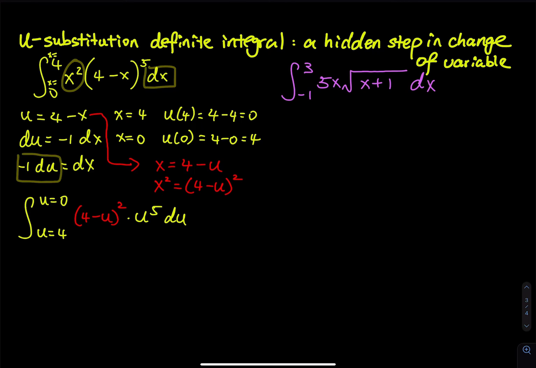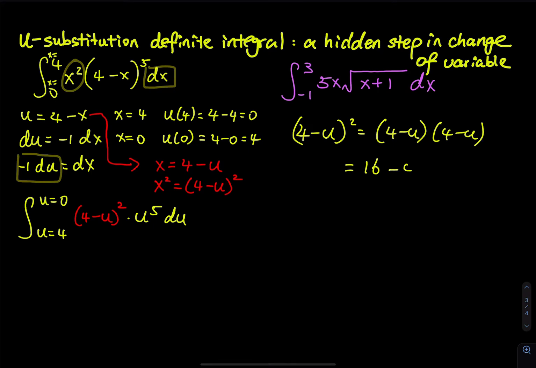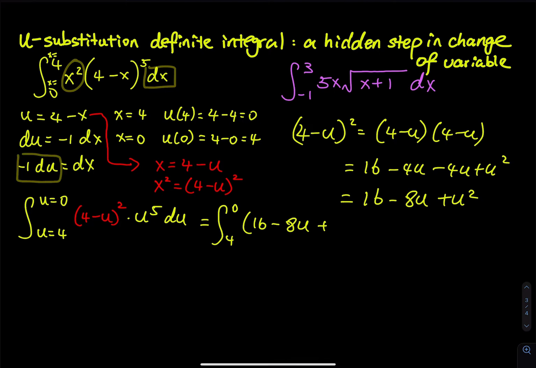What's next? First of all, we have a (4 minus u) squared, right? So let's open this up. I'm going to write that as (4 minus u) times (4 minus u). So 4 times 4 is equal to 16 minus 4u minus 4u plus u squared. So we have 16 minus 8u and then plus u squared. All right, and then you take that times u to the 5th. So this is equal to the integral from 4 to 0 of (16 minus 8u plus u squared) times u to the 5th du.